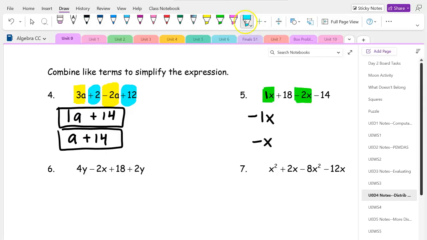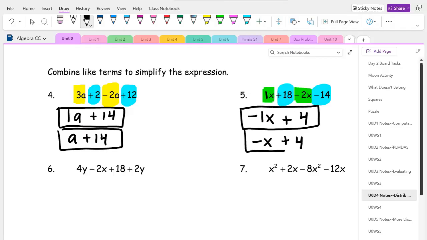And then we have an 18 minus 14. 18 minus 14 is a +4. That's why I'm going to put a plus. All right, and again, either of these answers would be correct.